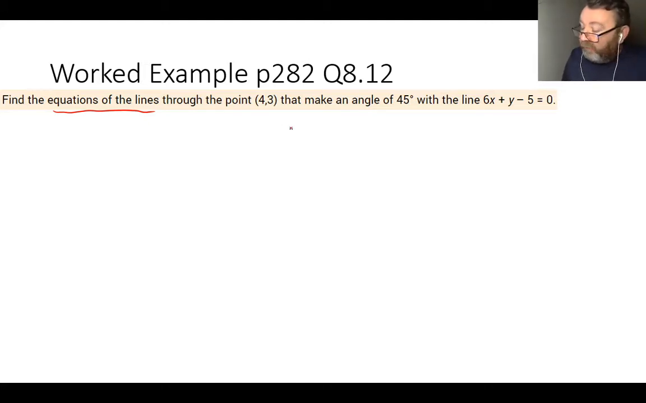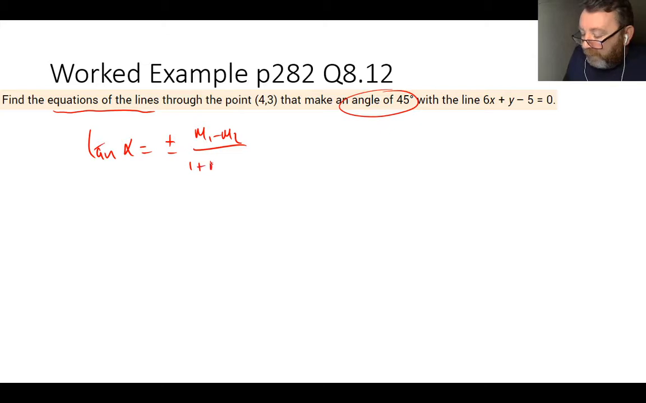Now, if the two lines make an angle of 45 degrees, then immediately we're into this formula. The tan of the angle is plus or minus m1 minus m2 over 1 plus m1 m2. So in other words, I have to have the slopes of both lines. Okay. Now, what do I know in this situation? Well, I know the angle alpha is 45. I also know that the slope of the first line here is equal to minus a over b, which is minus 6.